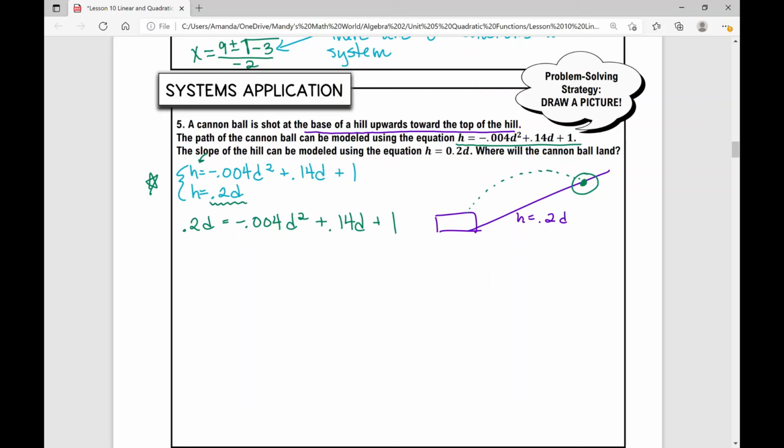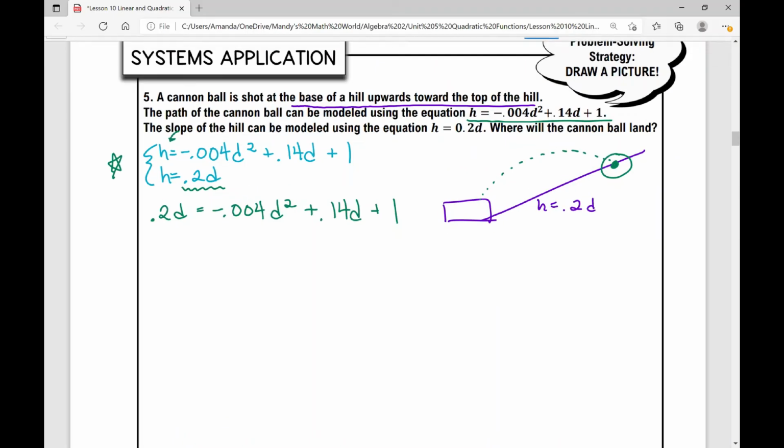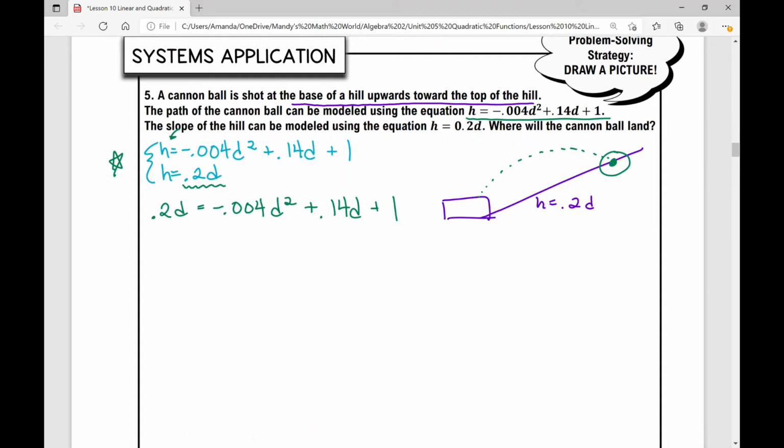So what I want to do now, and I'm going to change colors here, is set this quadratic equal to 0. I'm going to do that by subtracting 0.2d from both sides. And I'm going to get 0 equals negative 0.004d squared minus 0.06d plus 1.